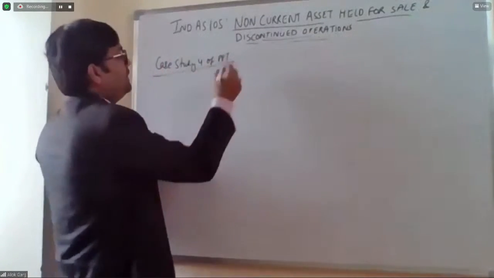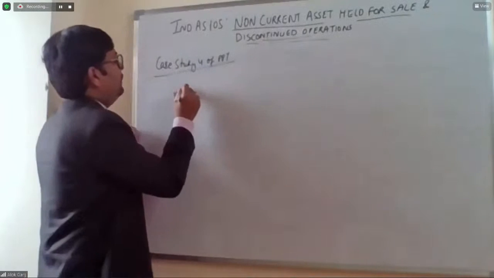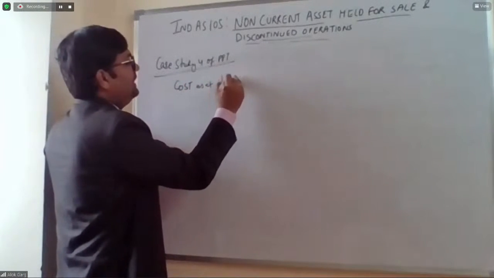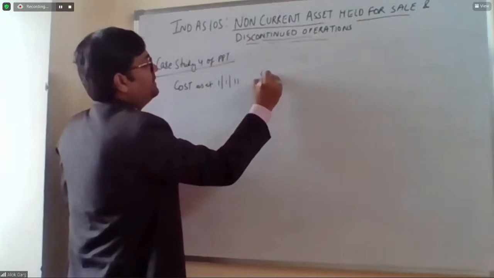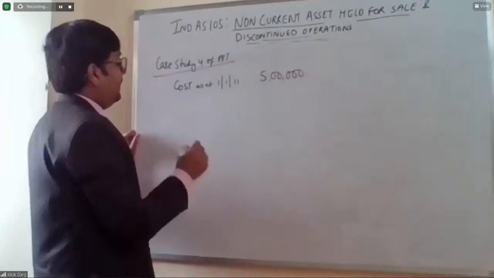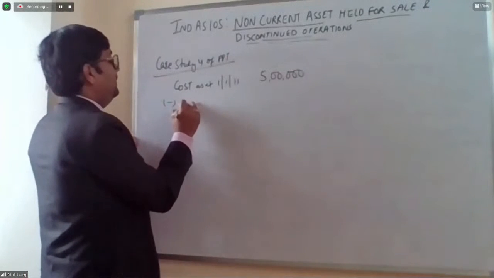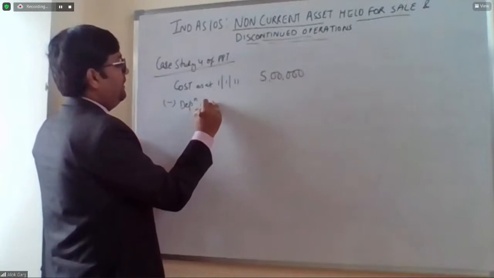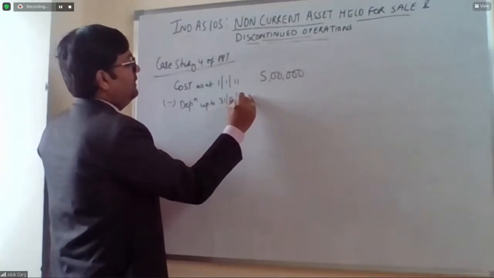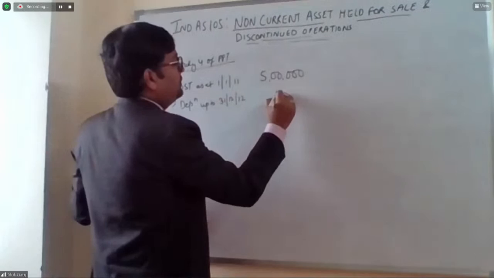Okay. What is the cost as at 1st January 11? It is 5 lakh. Less depreciation up to 31st December 12. It is 50,000.